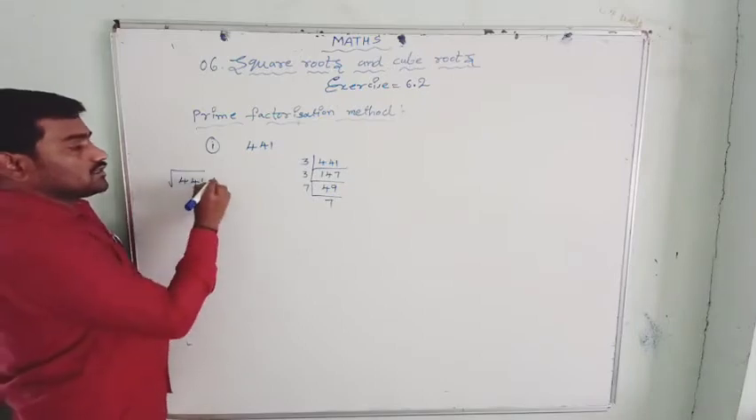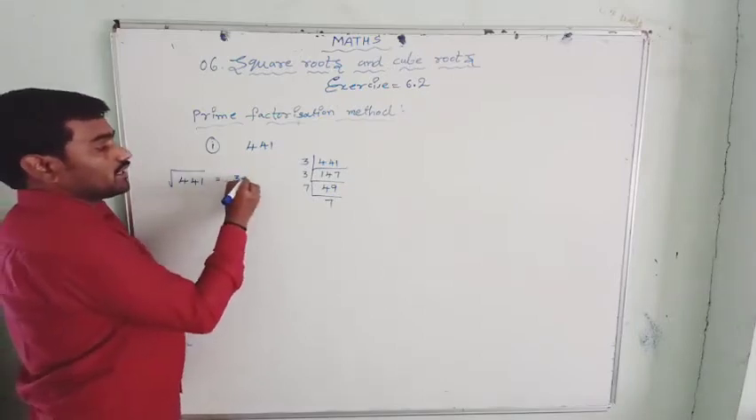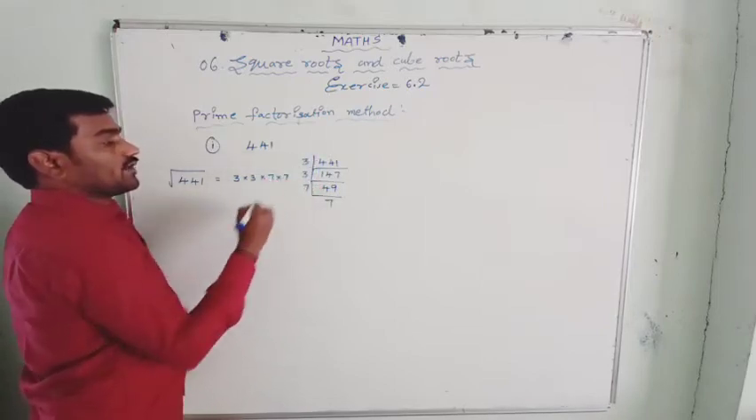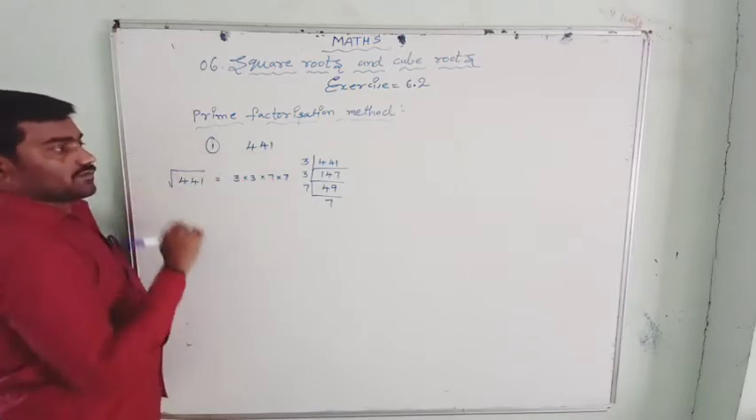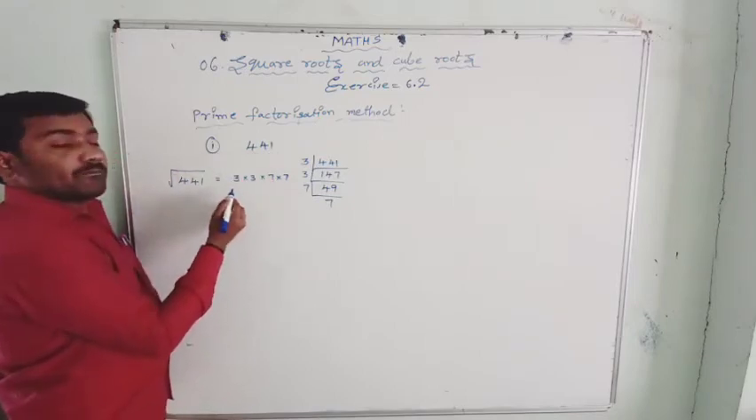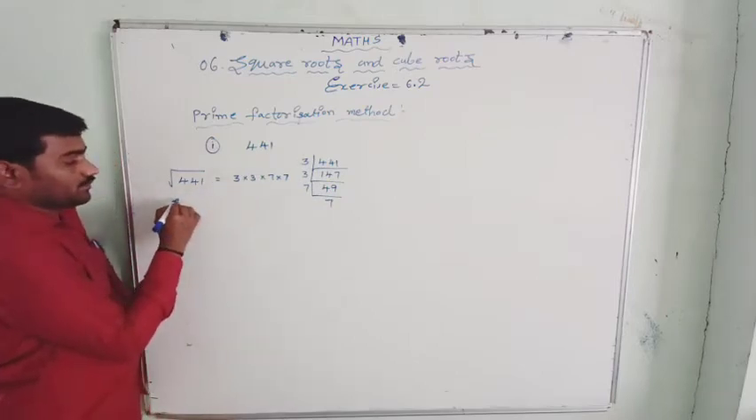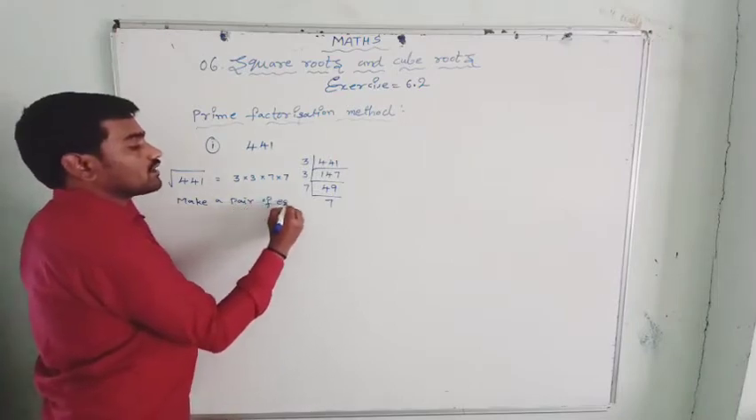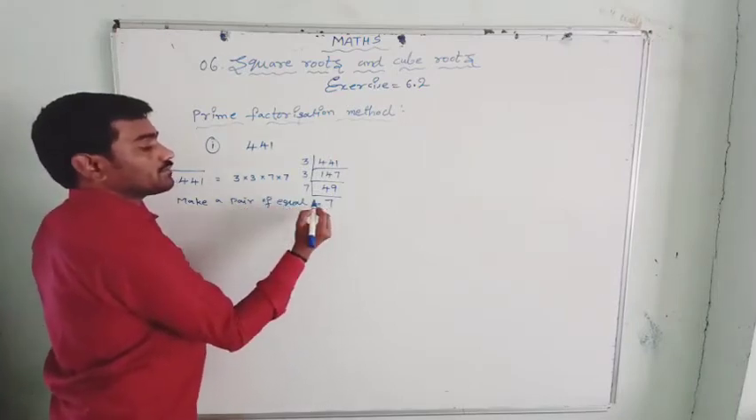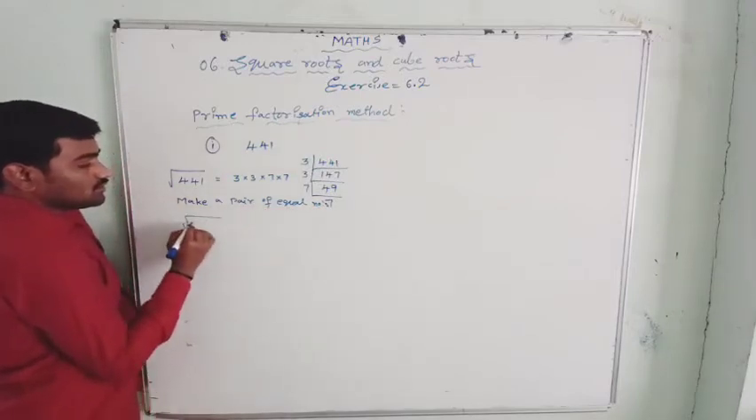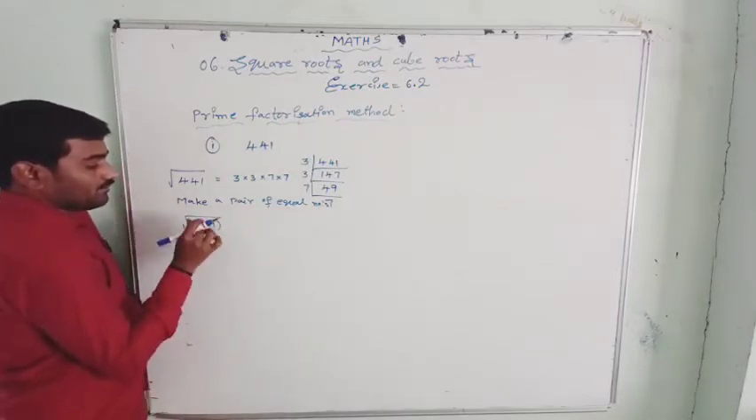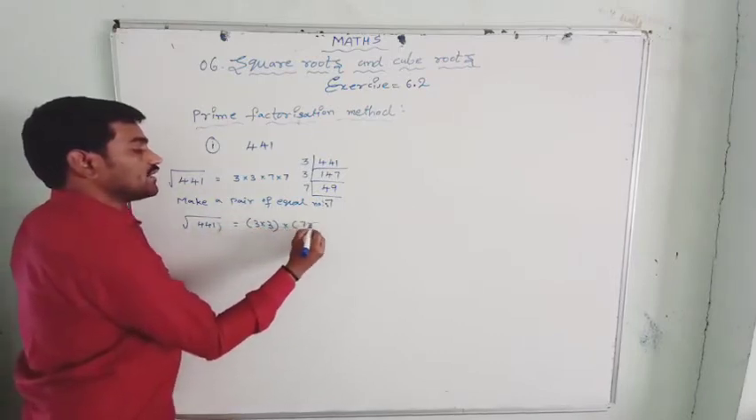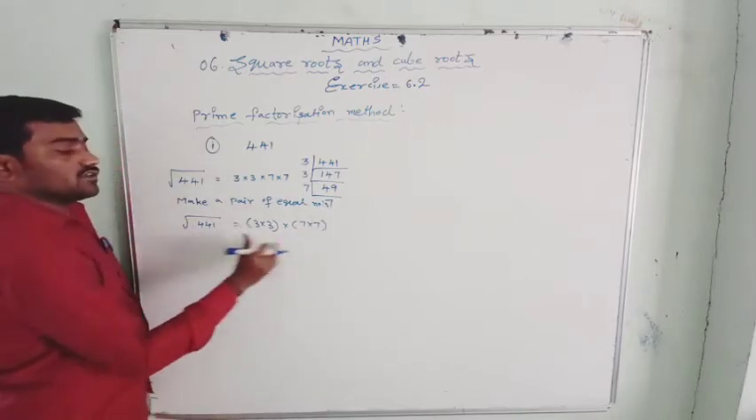Put a square root for this, equal to, here you got 3 into 3, 7 into 7. We have to find the square root of 441. So make pairs of equal numbers here. Make a pair of equal numbers. So here 441 is equal to 3 into 3 into 7 into 7.